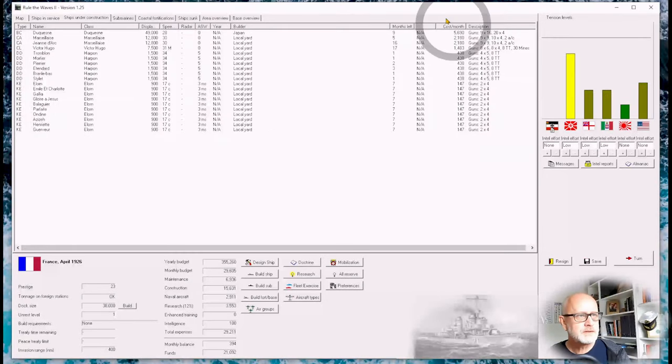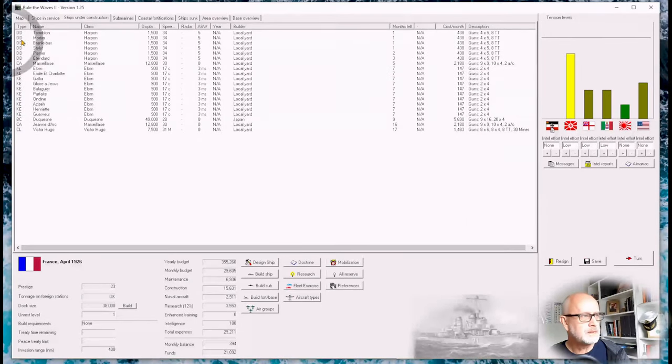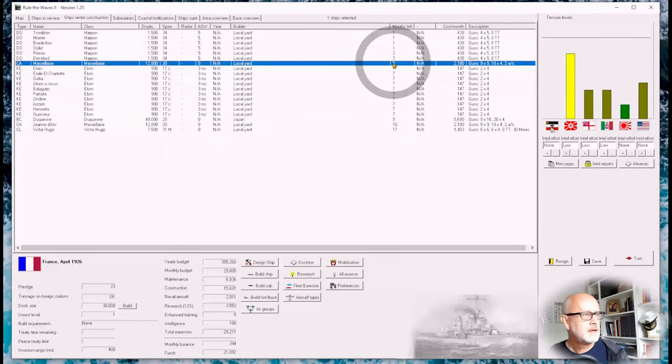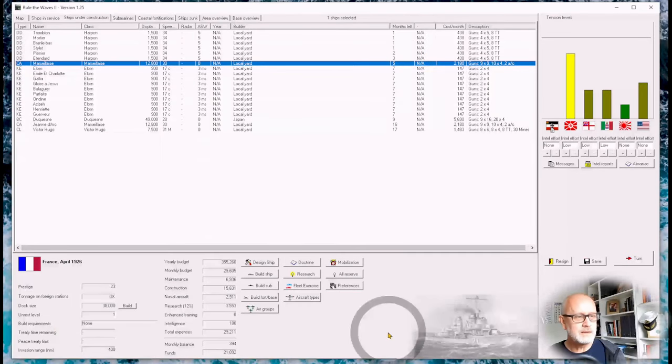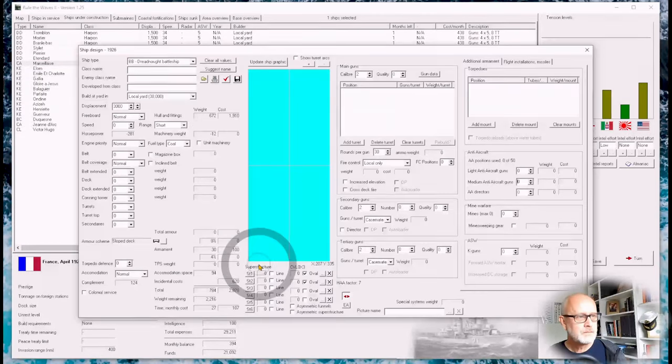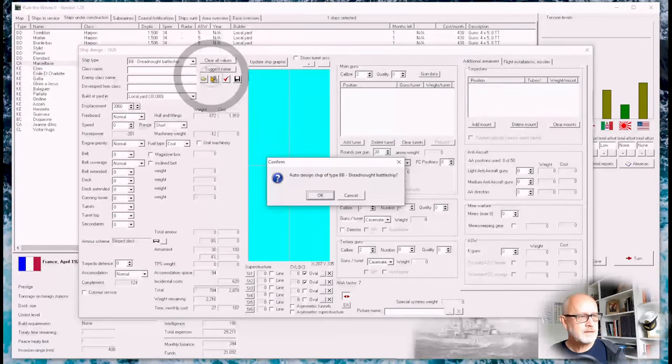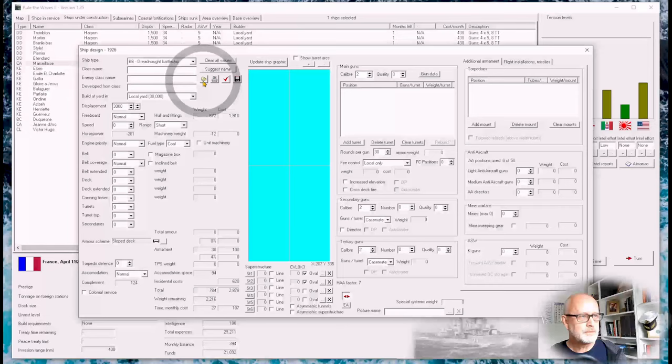Having a look at our ships under construction, what's going to be completed? Well, a whole raft more destroyers, which is lovely. The first of the Marseillaise is going to be completed, which is sort of implying to me I should start the second one, but it's been a while, so I should probably look to improving that. Let's go and not auto design.